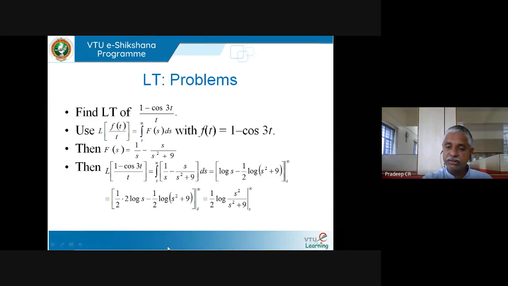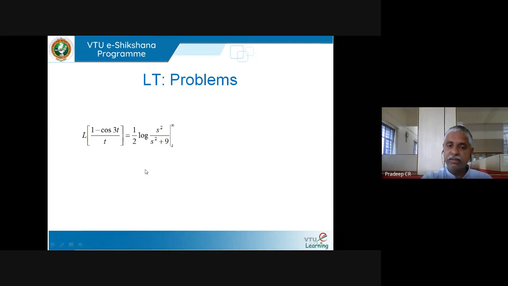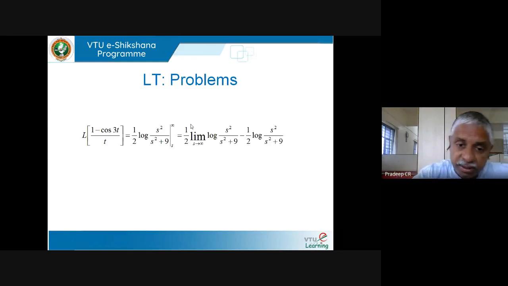So how to do this? Log of s square by s square plus 9 from s to infinity. So that's what this is. Laplace of 1 minus cos 3t by t is half log of s square by s square plus 9 between s and infinity. So I try to put s equal to infinity, but I cannot put s equal to infinity directly. So what do I do? I take the limit of this whole expression as s tends to infinity, minus s I can put directly. It's a finite number, so I'll just put it there.